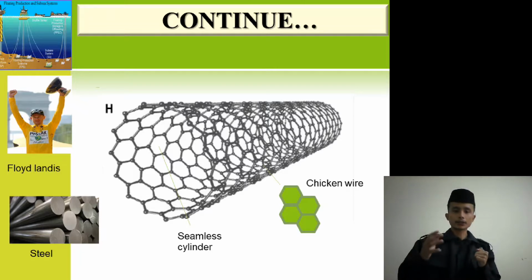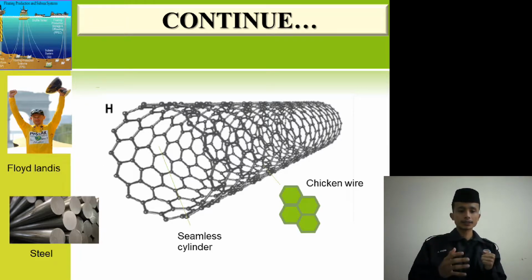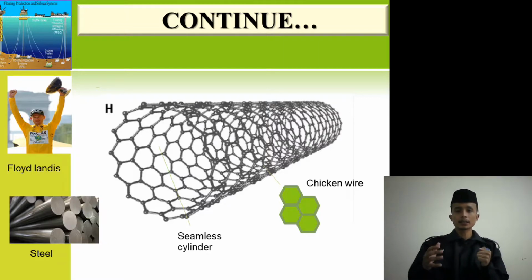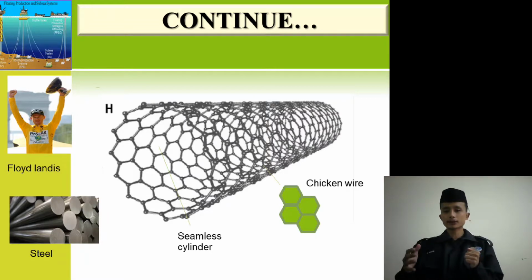Firstly, regarding the properties of carbon nanotubes, they are extremely strong. In fact, the Young's modulus for the strength of single wall carbon nanotubes is about 1 terapascal, making it 100 times stronger than steel and 1000 times stronger than spider silk. And finally, they have excellent thermal conductivity along the length of the tube but not across the diameter.